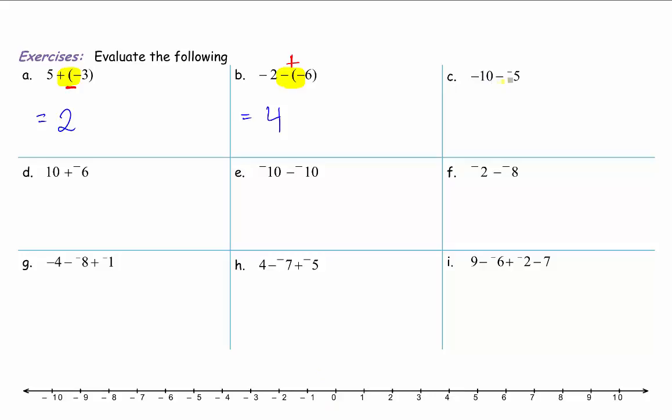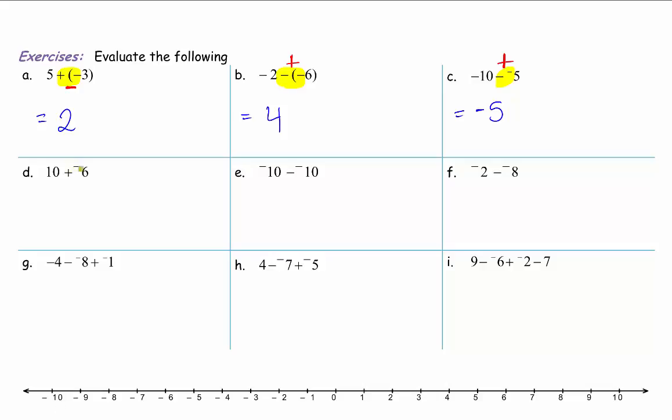Continuing, negative 10 take negative 5. So I'm not using brackets here. This is how you'll often see the negative as a superscript. So I have in the middle a minus minus. So two of the same signs will be a plus. So that's negative 10 plus 5 gives you negative 5. Again, negative 10 is bigger than 5, so you're still going to end up with a negative answer. And you can use the number line if you wish, just to visualize it.